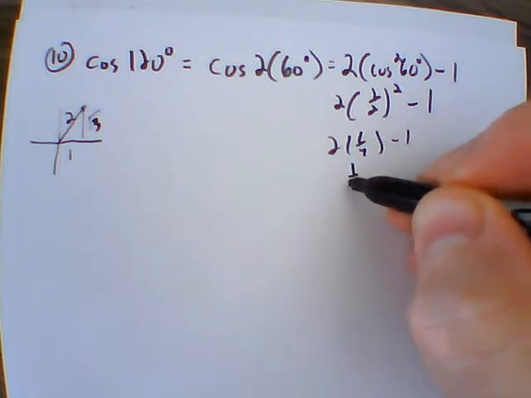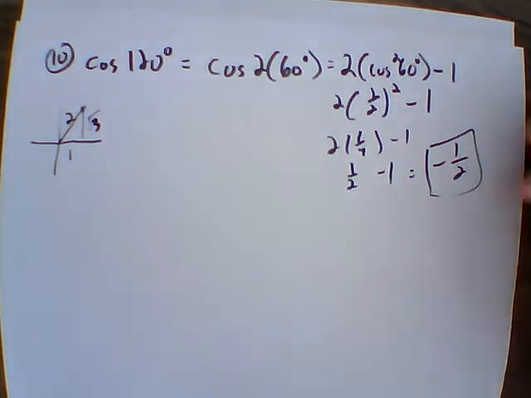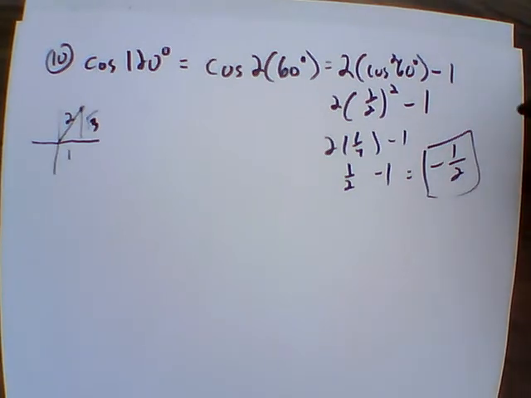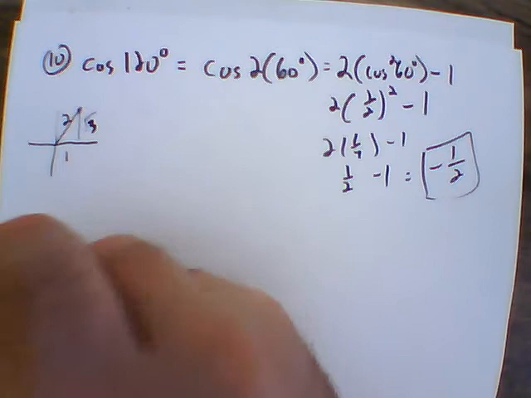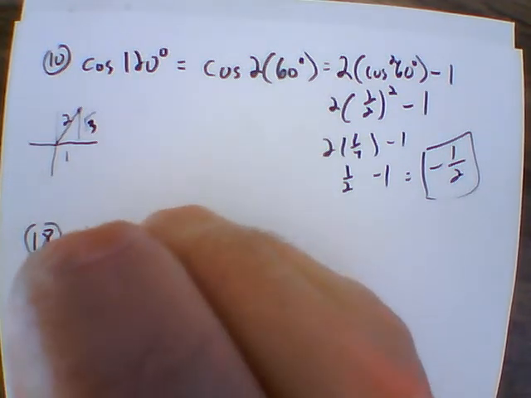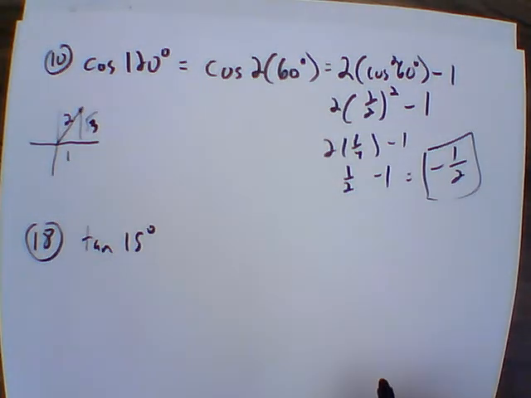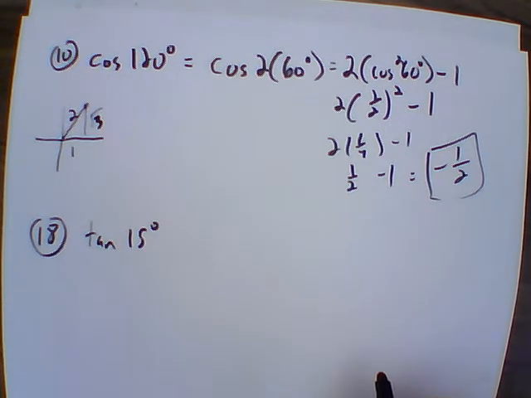So that is 1/2 minus 1, which gives us negative 1/2. Okay, so that's how we would apply that double angle theorem. If we go to number 18, 18 says that we have tangent of 15 degrees.